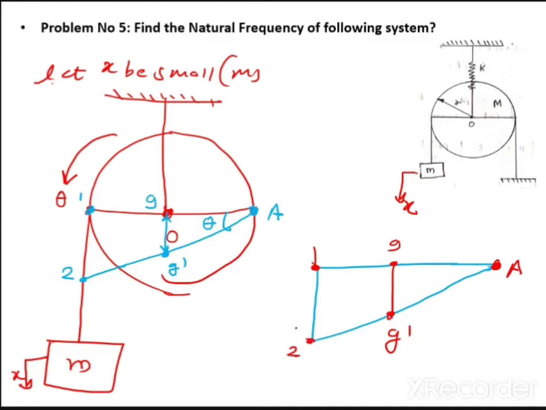Now we know that the distance 1 to G is R, because this is R and this is R. Let us say R is the radius of the pulley. So G to 2 is nothing but R. Now tell me what is the distance 1 to 2?